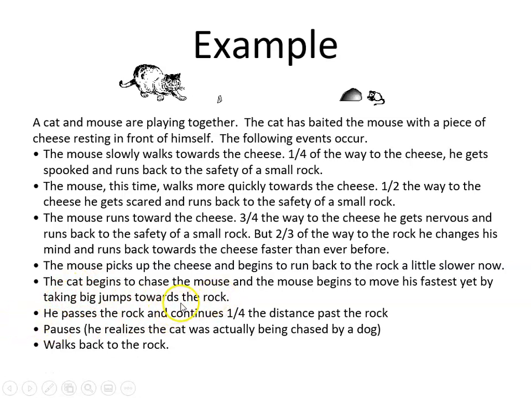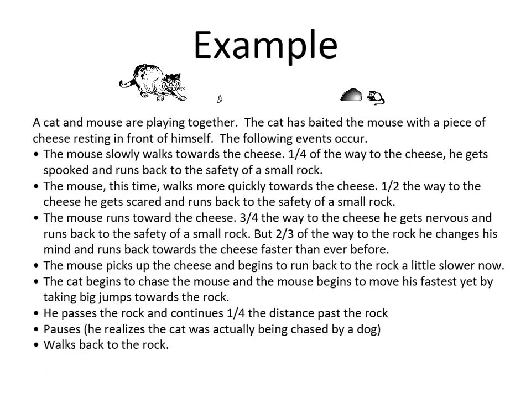The mouse pauses and continues a quarter of the way past the distance of the rock and realizes that the cat was actually being chased by a dog, and then walks back to the rock. So the question is, what should a graph of this situation look like? What should a position versus time graph of this situation look like?